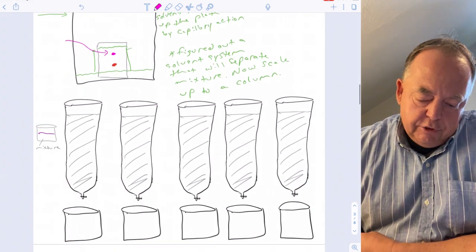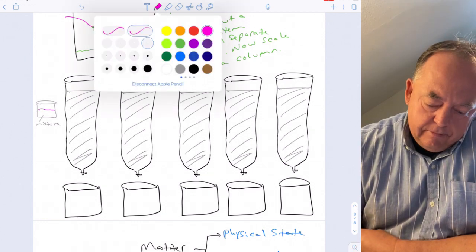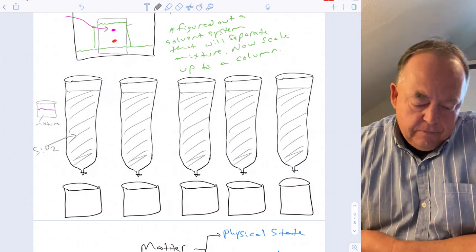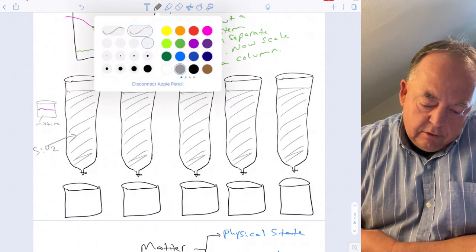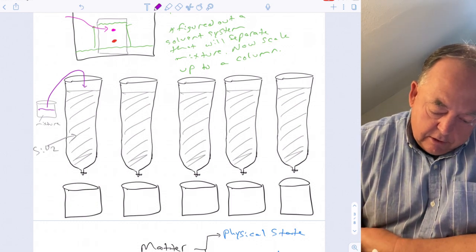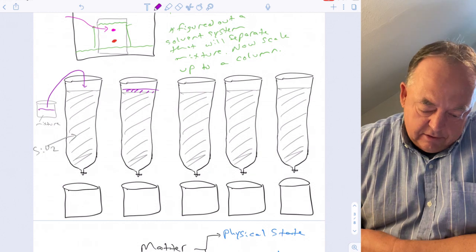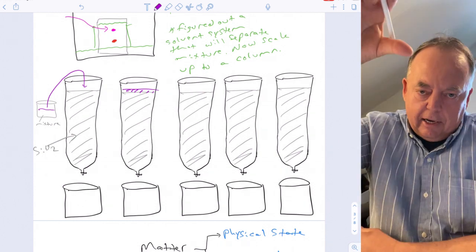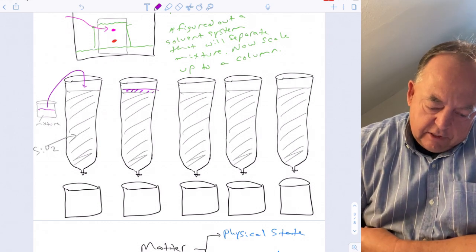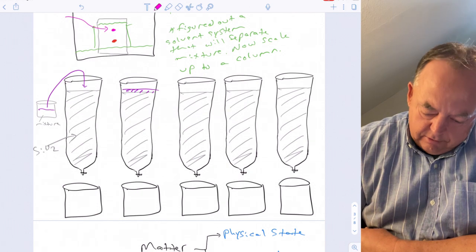Then what you would do is scale this up to using a column. You would pack the column with silicon dioxide, silica gel, and then you would take your mixture and put it on top of the silica gel. Over time, by gravity, the mixture is going to start moving down the column, and as it moves down the column, it's going to separate.